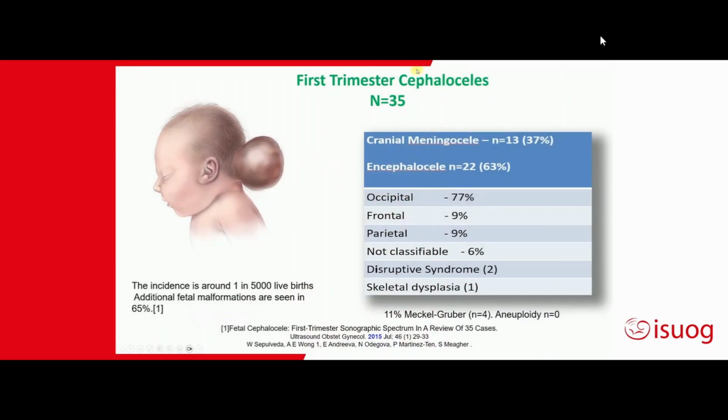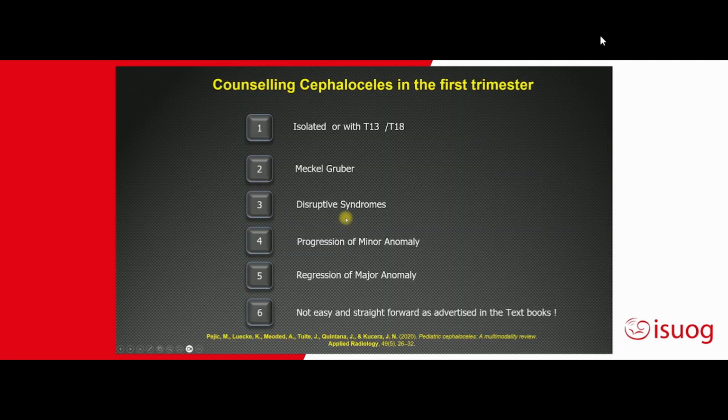These are challenging. We reported the largest series of 35 back in 2015, recognizing that over 70% of these are occipital. Bear in mind, if you do see the parietal, which is about 10% of them, you need to consider amniotic band syndrome or the disruptive syndromes. And also bear in mind that about 10% of these are related to Meckel-Gruber syndrome. So while all of you think that it's a pretty straightforward diagnosis, in most cases it's either isolated or with trisomy 13, 18 or digynic triploidy, there are in fact exceptions to these rules. And I'll walk through them: the Meckel-Gruber, the disruptive syndromes, and then the minor cephaloceles, which may progress to a major abnormality, and vice versa.